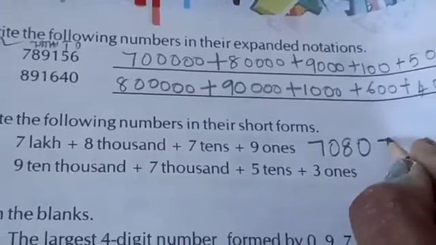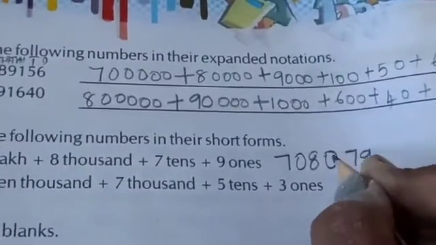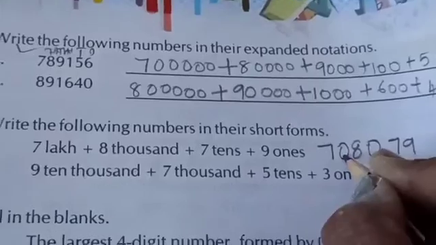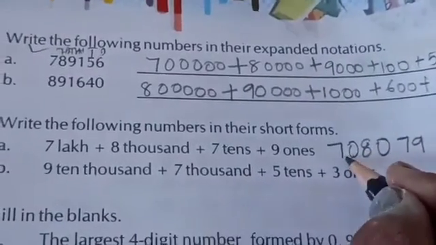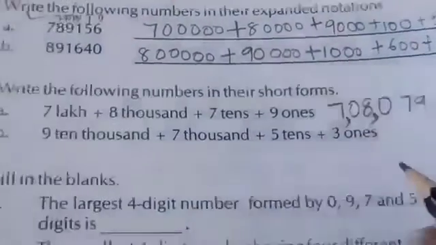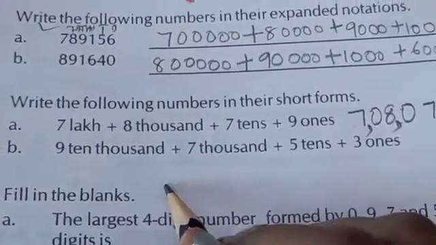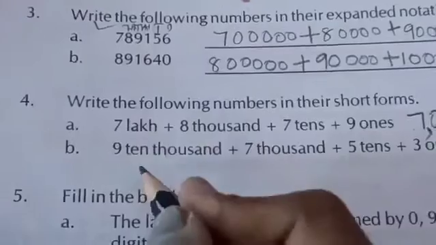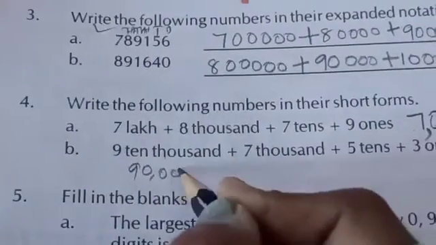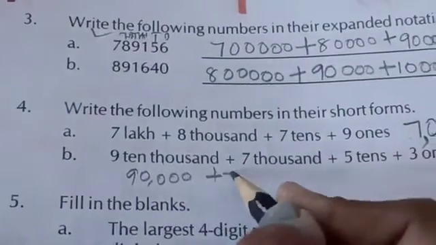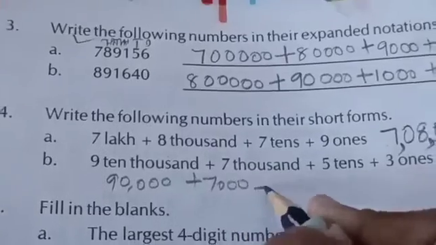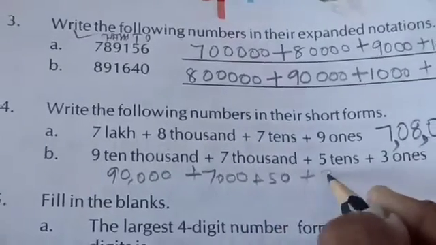Now 79. See, ones, tens, hundreds, thousands, 10,000s, lakh. 7 lakh, 8,079. Okay. Now 9 10,000s. 9 10,000s are nothing but what? 90,000, right? Plus 7,000. Plus 5 tens means 50 plus 3 ones is 3.